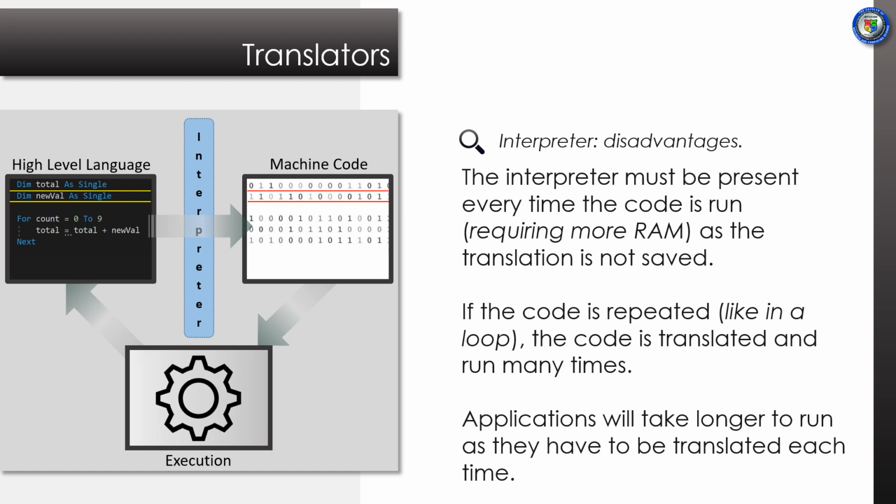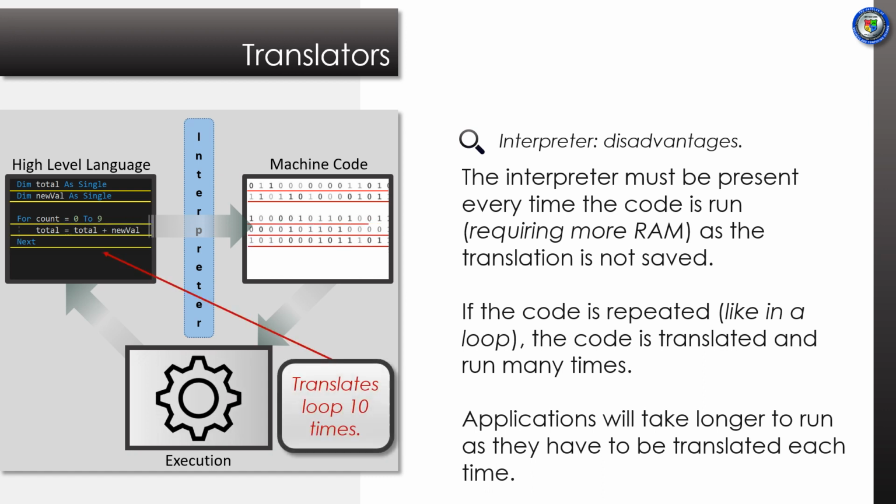Interpreters also have some disadvantages. The interpreter must be present every time the code is run. That means it resides in active memory or RAM. If the code is repeated, like in a loop, the code is translated and run many times. Applications will take longer to run as they have to be translated each time.